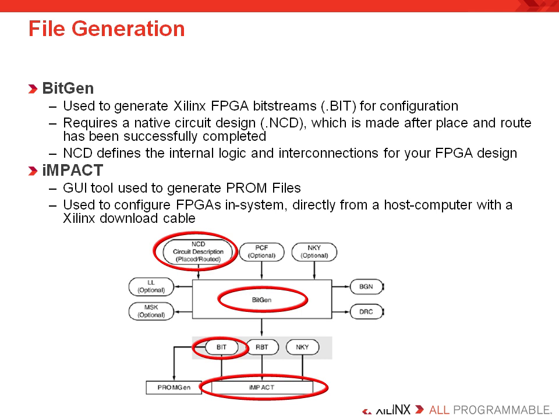Now, as you can see from this diagram, once the NCD file is made, BitGen creates the bitstream used for programming the FPGA. This file is given the .bit extension in case you're looking for it or want to make sure you archive it. iMPACT can be used for generating PROM files, which uses the bit file as an input. iMPACT also can be used for configuring your FPGA in system directly from a host with a download cable. Xilinx recommends you use either of the latest platform USB cables. We'll have a chance to talk a bit more about those cables in a few slides.